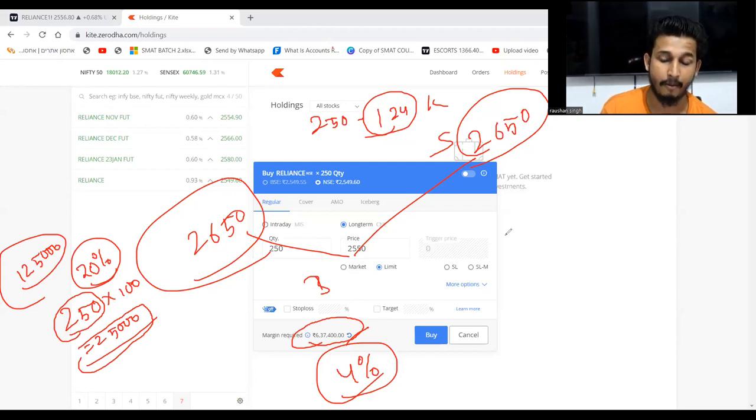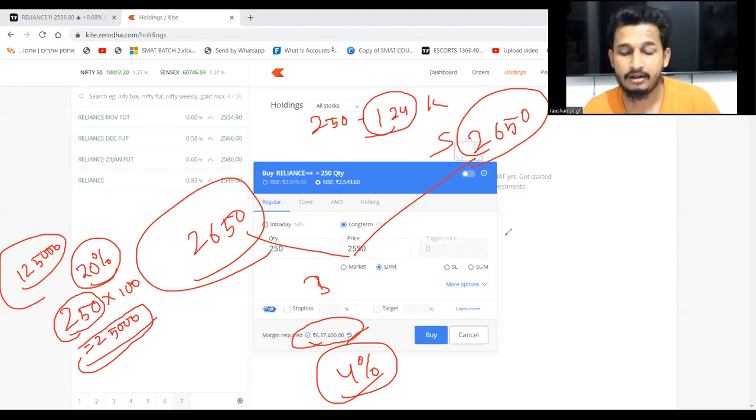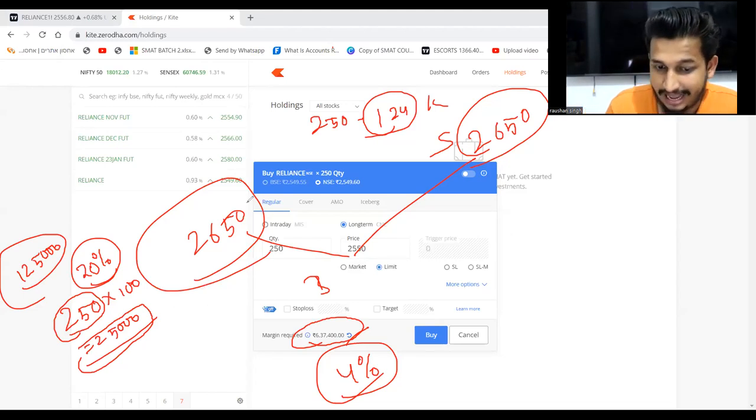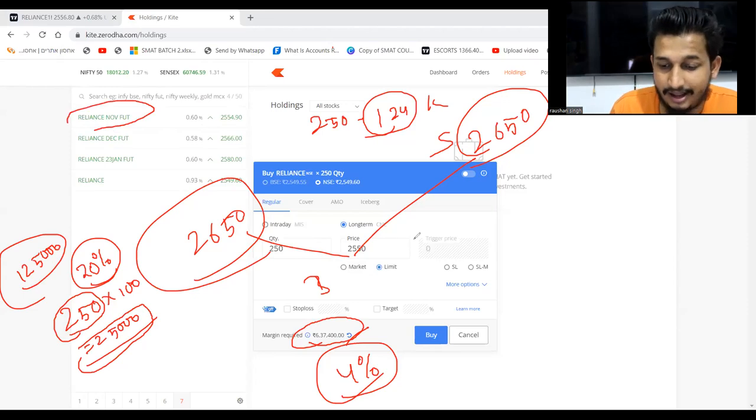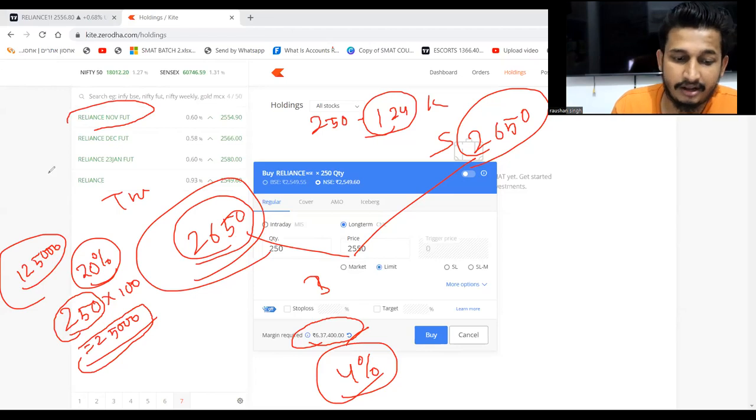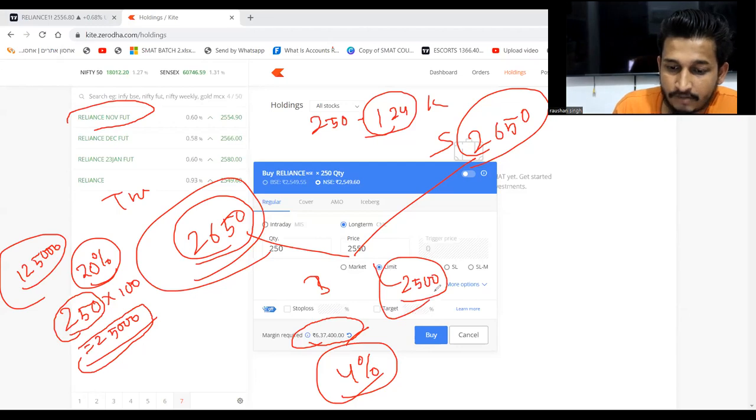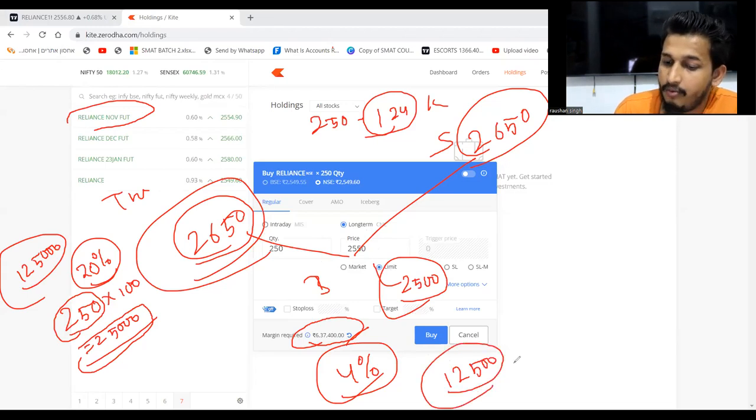But there is a problem. What's the problem? What if I have purchased this November future and it is the last Thursday of the future, and the stock was at 2,550 but is now trading around 2,500? The future is trading around 2,500. That means with 250 quantity, I'm incurring a loss of 12,500.